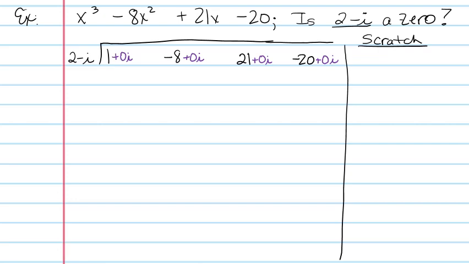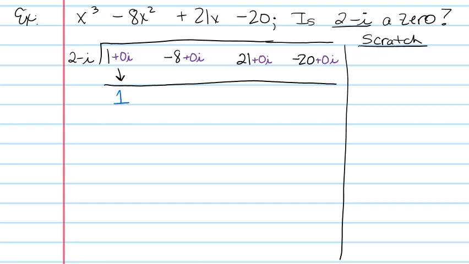Now you don't have to do it that way, but I will explain it this way, and then next time if you want to adjust, you can. We will need scratch paper. So here we go. The first step, I'm just going to bring down that first number. Well, it's 1 plus 0i. That's just 1. I don't really need the 0i there, but I'm going to go ahead and put that's 1.